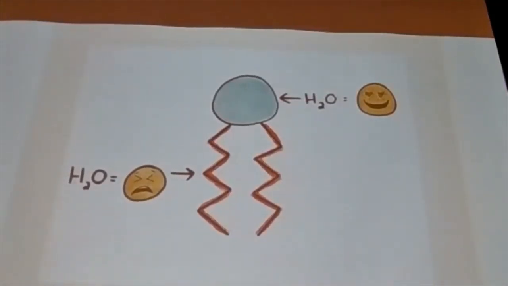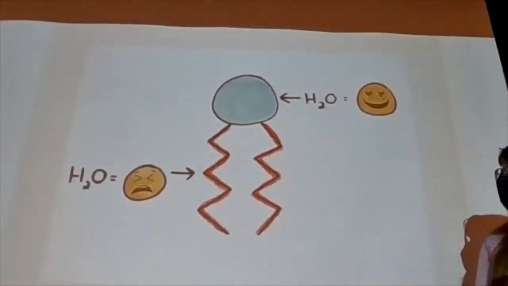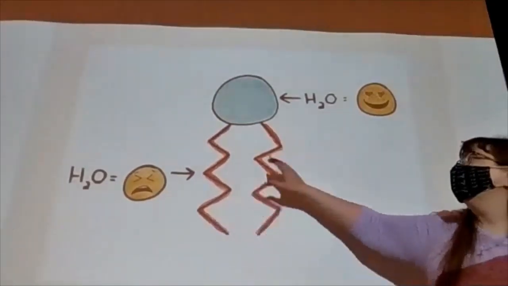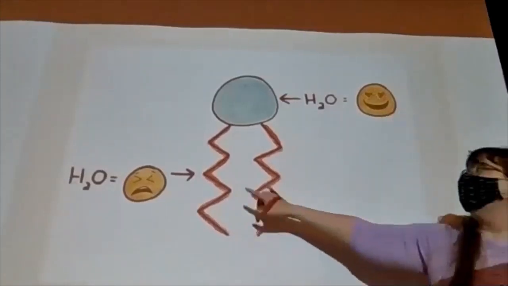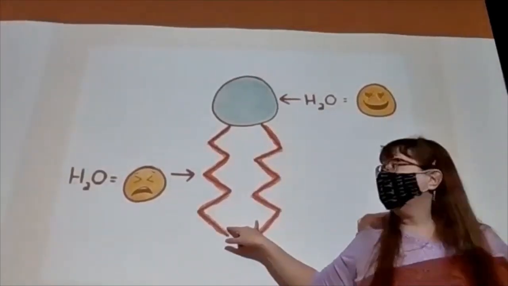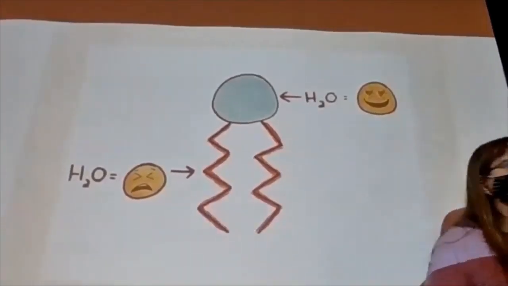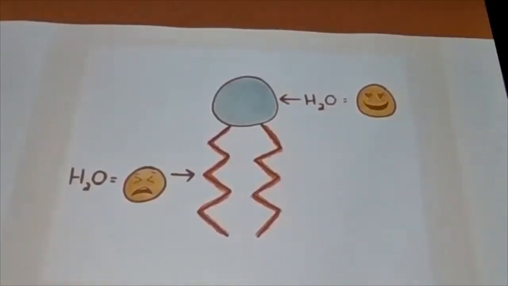All right, so again, when we draw this picture, we're going to be representing a phospholipid. The circle is the polar part, so it's in love with water. The tails are the non-polar part, so they're afraid of water. They're hydrophobic.